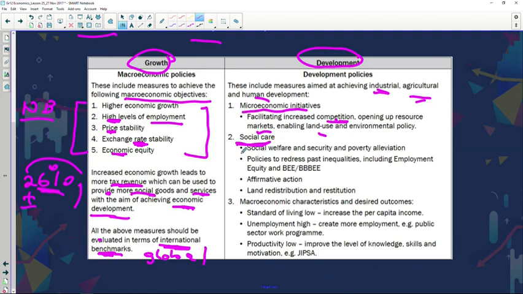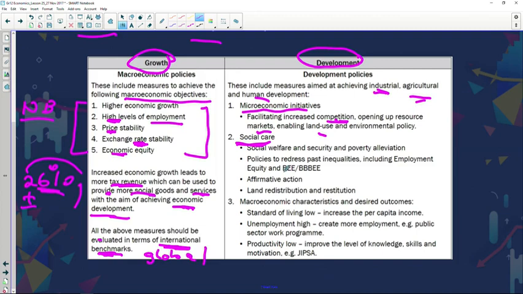Social care is our next point. Social care and security and poverty alleviation are important things that fall under social care, because we said we are still dealing with high levels of poverty in our country because of our high levels of unemployment. And hence you have so many people that live under the breadline and they are classified as poor. So poverty alleviation is part of the development policies that we have in our country.